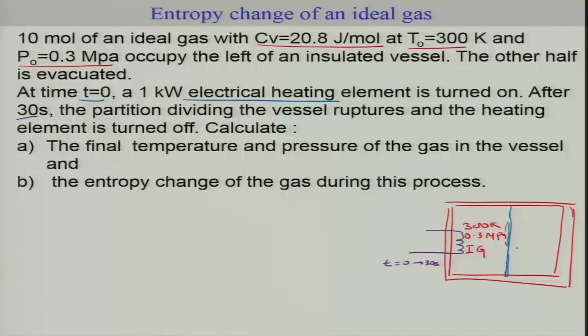Now, we need to find out basically the final temperature and pressure of the gas in the vessel and so forth. So, we will assume this partition does not occupy any volume, it is a 0 volume, and hence when it ruptures, basically the ideal gas occupies the whole volume, right. So, now let us try to solve this problem.